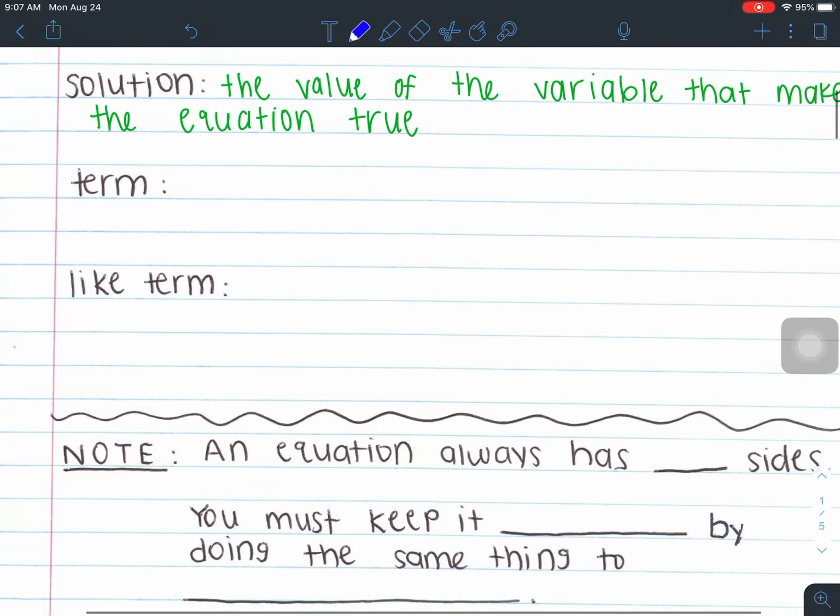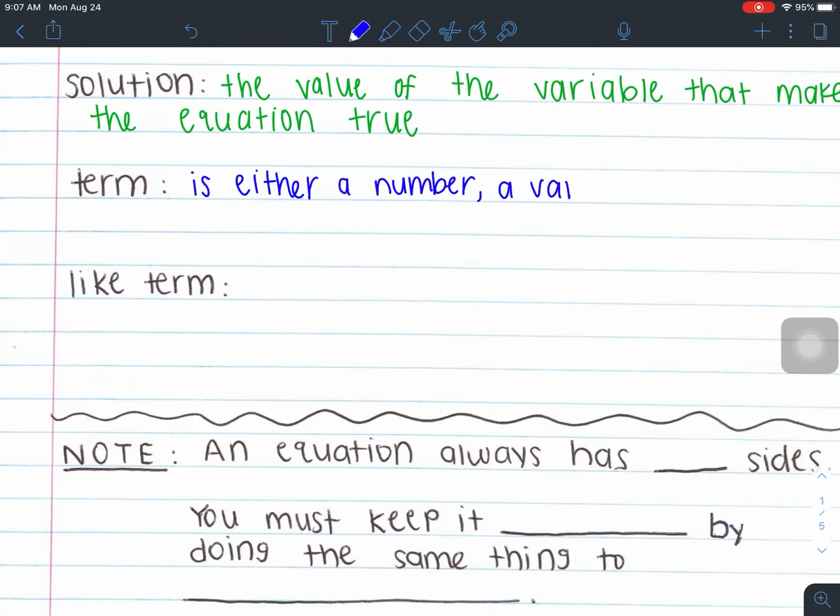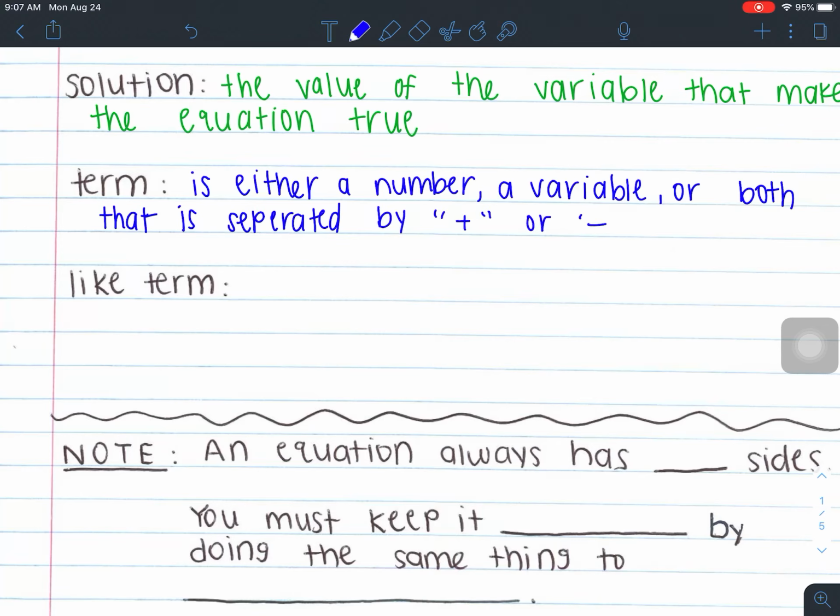But a term is either a number, a variable, or both, really, or both, that is separated by plus or minus signs.